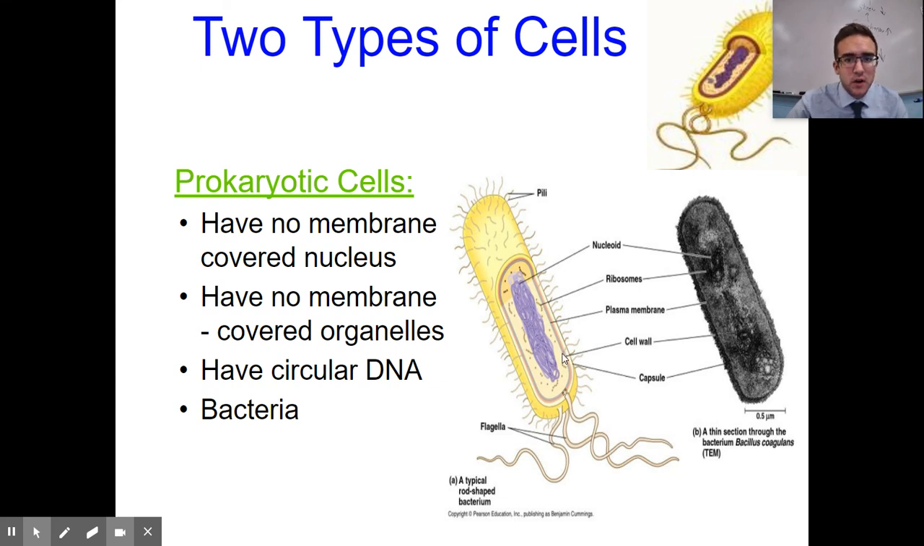Their DNA is circular. Instead of a double helix with a more linear path, prokaryotic cells have circular DNA, which has special characteristics as well. And they're also bacteria, tiny, smaller than eukaryotic cells. So prokaryotic cells are smaller and don't have membrane-covered organelles. They're really the simplified version of a eukaryotic cell.